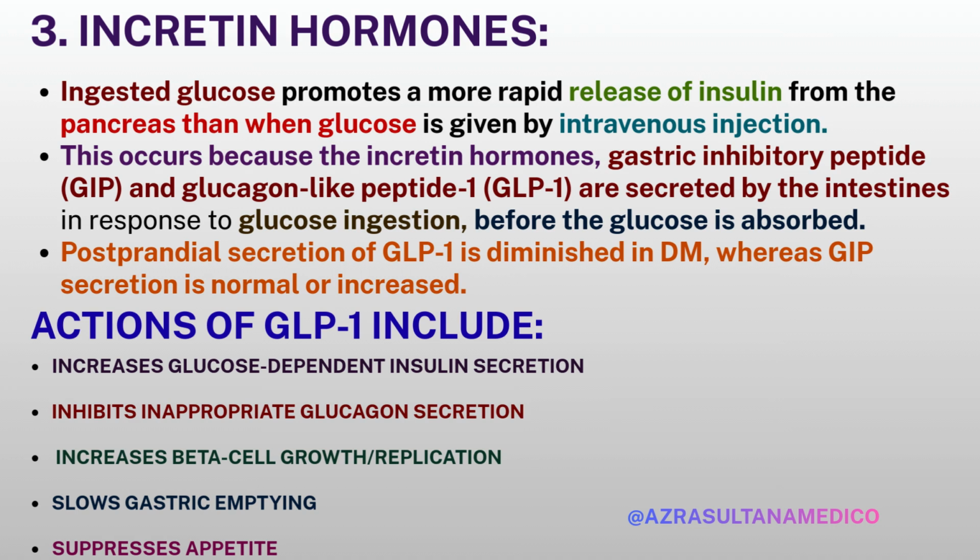In diabetes mellitus, DM, particularly type 2 diabetes, postprandial secretion of GLP-1 is diminished. GIP secretion is normal or may be increased, but its insulinotropic effect is often reduced. The actions of incretin hormones include increasing glucose-dependent insulin secretion, inhibiting inappropriate glucagon secretion, increasing beta cell growth and replication, slowing gastric emptying, and suppressing appetite. Overall, incretin hormones play an important role in postprandial glucose regulation, and their impaired function contributes to hyperglycemia in diabetes.